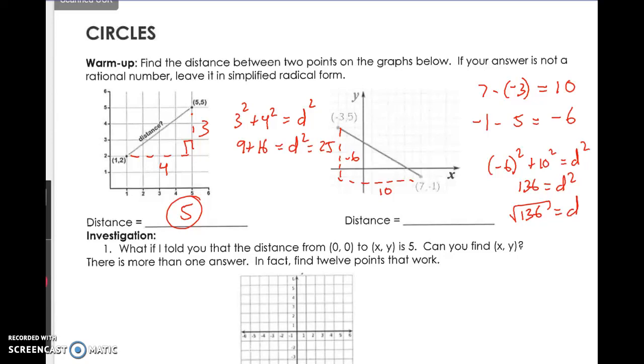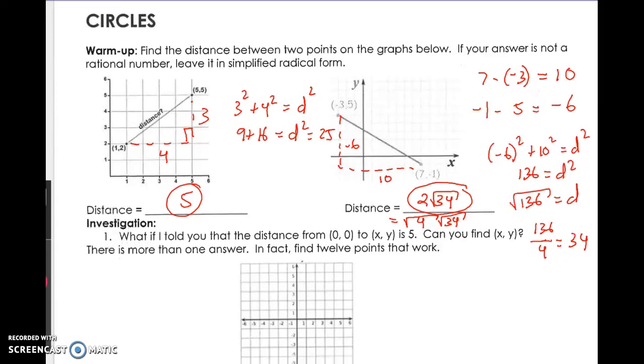I have my calculator off screen, unfortunately, so I'm going to start going through and dividing 136 by different numbers. I'm going to take 136 and divide it by the first perfect square, 4, and I get 34. What that tells me is I can rewrite this as the square root of 4 times the square root of 34, because 4 times 34 is 136. The square root of 4 is 2, so 2 root 34 would be the distance.